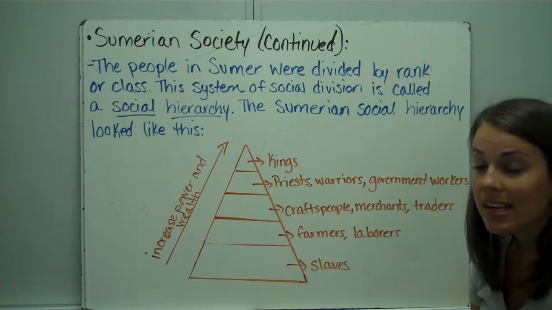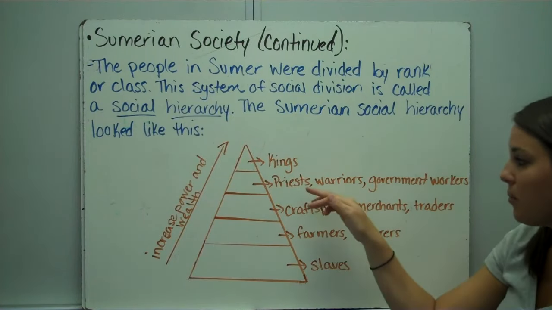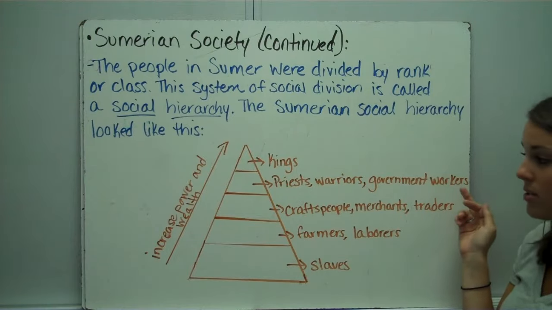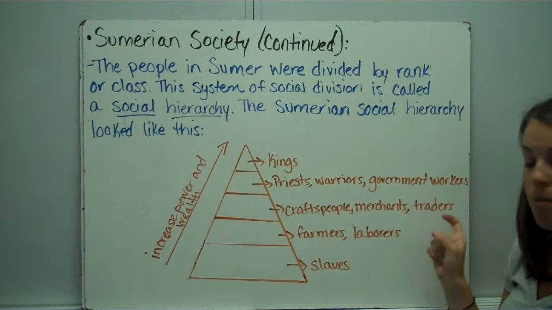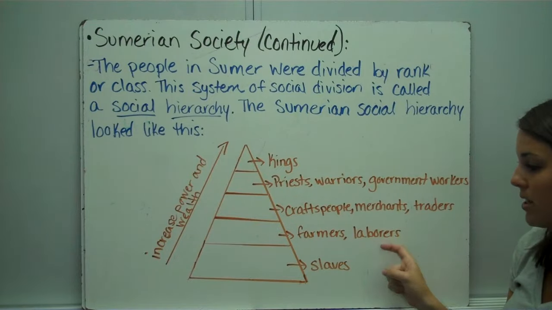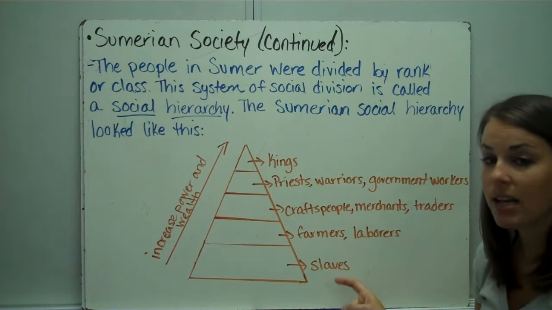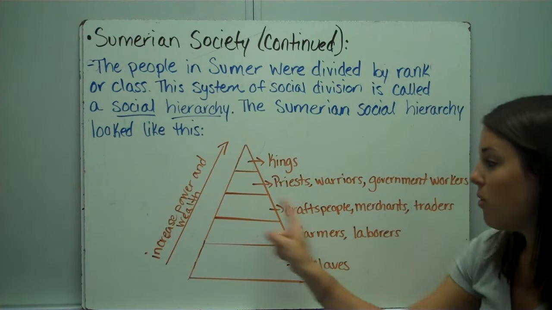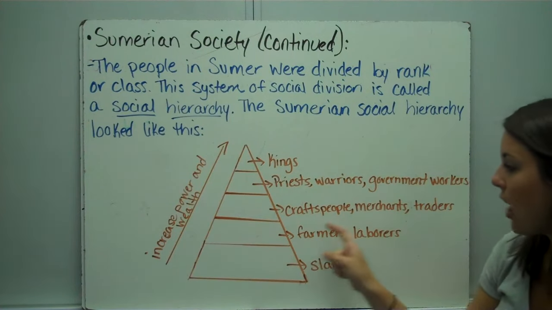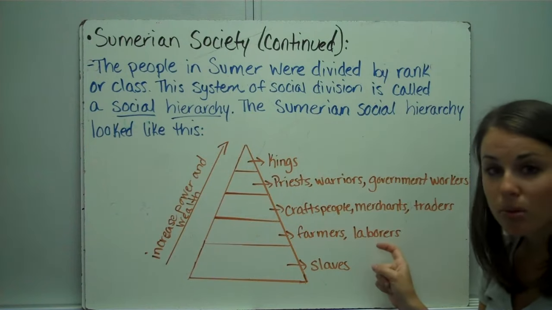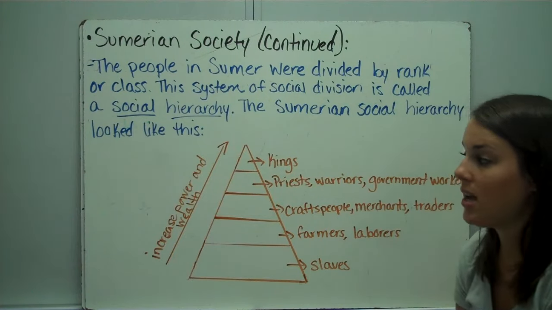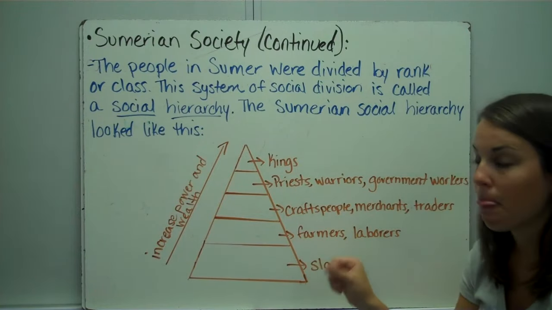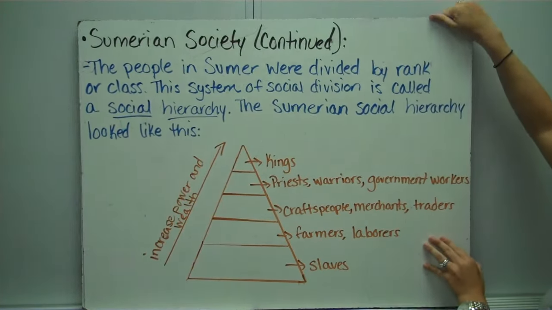So at the top you had the kings. The next step you had the priests, warriors, and government workers. In the middle you had the craftspeople, merchants, and traders. Below them were the farmers and laborers, and at the very bottom of the Sumerian society were the slaves. Just to let you know, this middle section, craftspeople, merchants, traders, farmers, and laborers, they had the most number of people in the Sumerian society. That was the largest population.